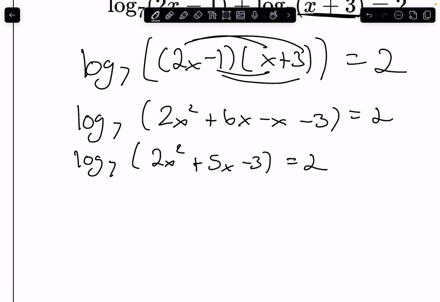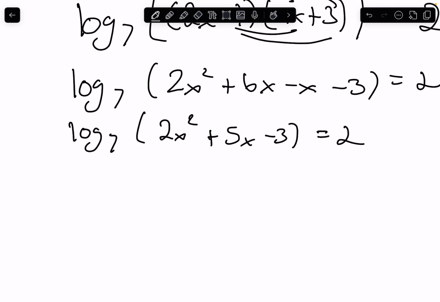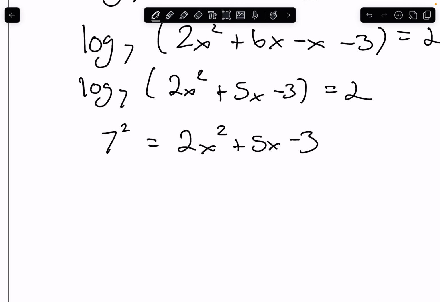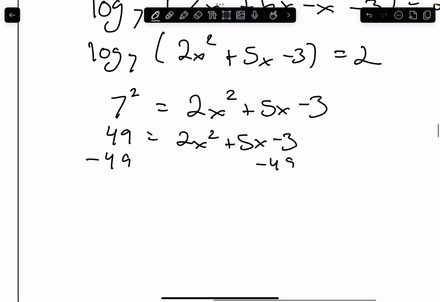So at this point, we've gotten it down to a single logarithm. We can write it as an exponent. So we're going to say 7 squared is equal to 2x squared plus 5x minus 3. 7 squared is 49. It's quadratic, so we want to get everything on the same side. So we do minus 49, minus 49. So we get that 0 is equal to 2x squared plus 5x minus 52.